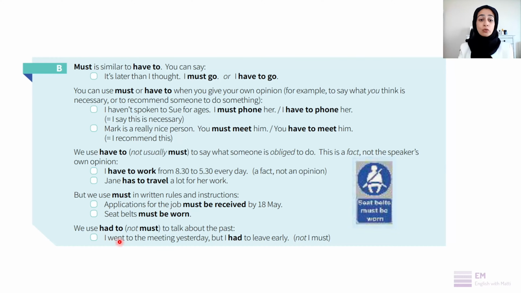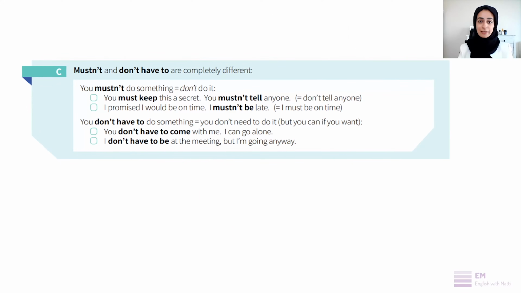We use had to, not must, to talk about the past. در واقع اینجوری بهتون بگم که گذشته must و گذشته have to هر دو had to هستش. must خودش شکل گذشتهای نداره. I went to the meeting yesterday but I had to leave early. من دیروز رفتم جلسه اما باید زودی جلسه رو ترک میکردم. اینجا دیگه نمیتونین must بگین. must معنی گذشته نداره.